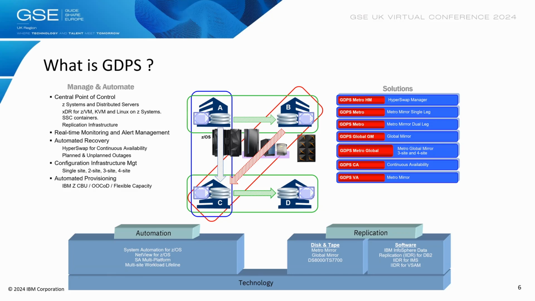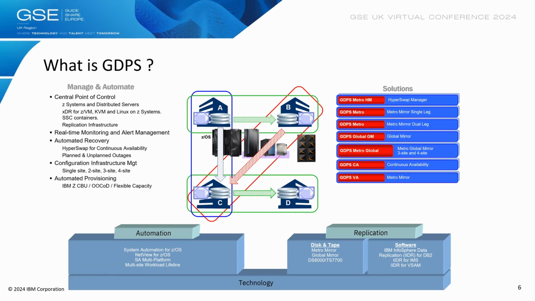Then the next one, GDPS Continuous Availability, is a solution that offers continuous availability at extended distance. This is a completely different solution from the others I just described, because unlike other GDPS offerings, this one relies on completely different technologies. It relies on software replication rather than hardware replication.